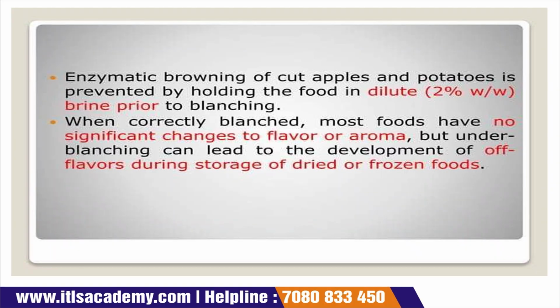Enzymatic browning of cut apples and potatoes is prevented by holding the food in dilute 2% w/w brine prior to blanching. Okay, if we have to blanch cut apple and potato, before blanching we have to pour that food product into brine solution, and after that we do the blanching.